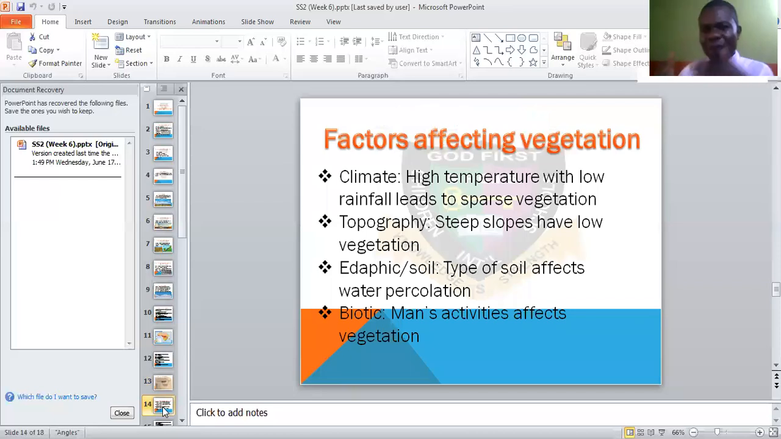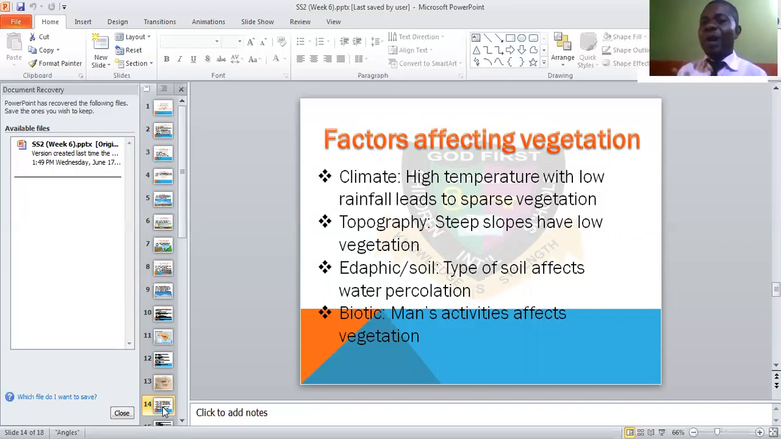So then we also need to look at factors affecting vegetation. Vegetation on its own is different from climate. Climate is one of the factors that make a place bushy or have a certain kind of grass or tree. That is what I mean by vegetation, what you find growing in those kinds of places. Climate is one factor. High temperature with low rainfall can make grasses die and cause the place to be sparse in terms of vegetation. Then topography too. Steep slopes have low vegetation. When the slope is steep, water enters and washes down. There is nowhere the water can percolate and make grasses come.